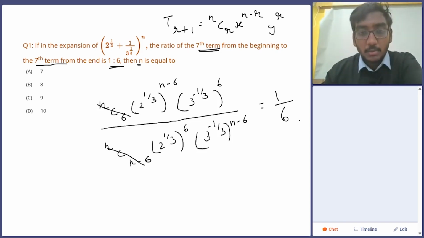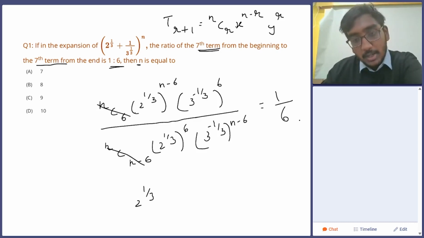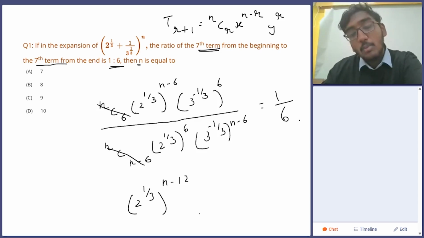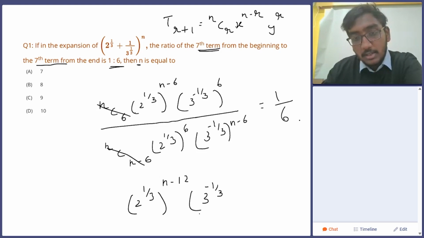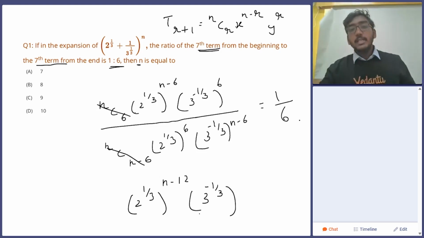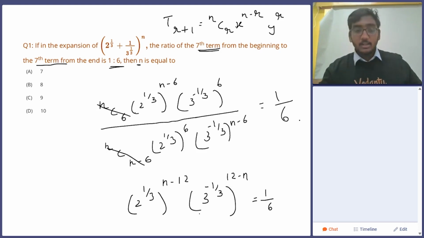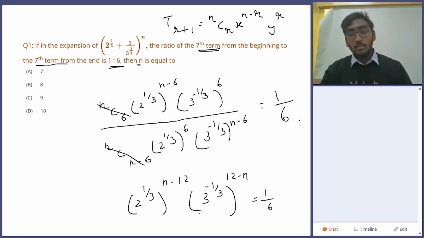So we will solve it. However, when this 2 power 1 by 3 whole power 6 goes to the numerator, it will become 2 power 1 by 3 the whole power n minus 12. And when this 3 power minus 1 by 3 whole power n minus 6 goes to the numerator, it will be what? 3 power minus 1 by 3 the whole power 6 minus n plus 6, right? That is what? 12 minus n, right? That is 1 upon 6, right? And if you cross multiply, what you will get?